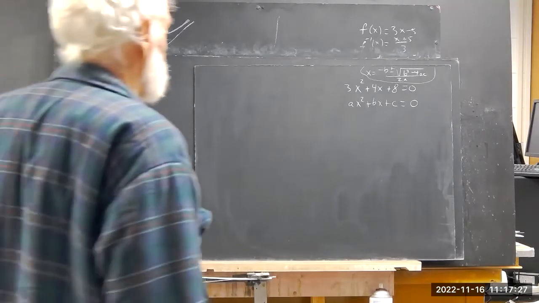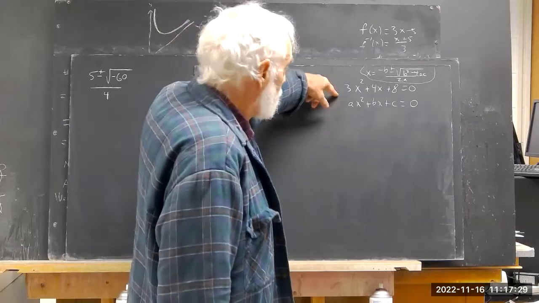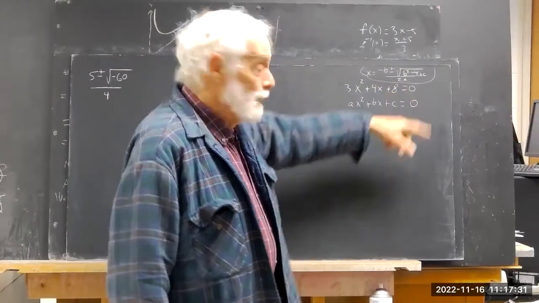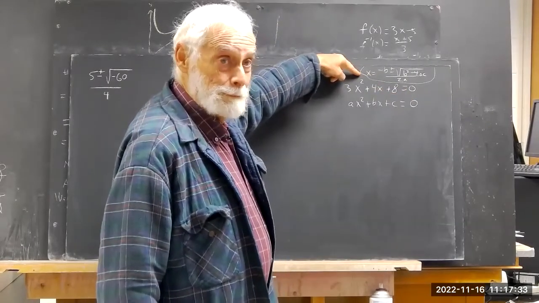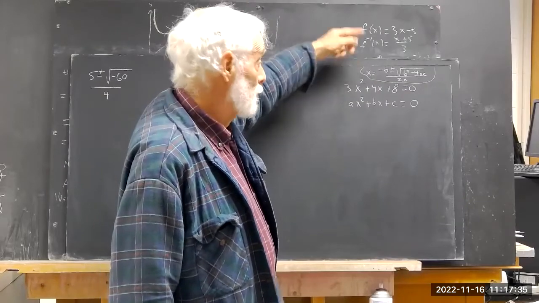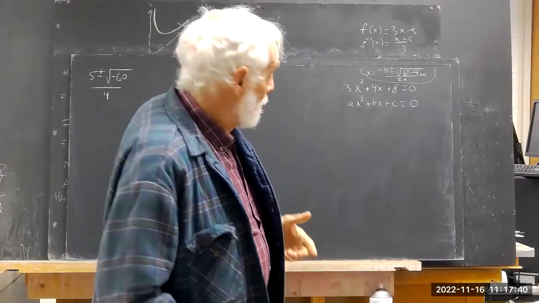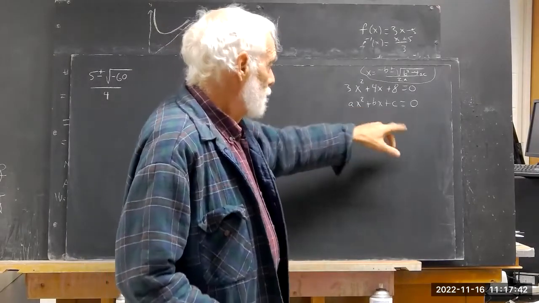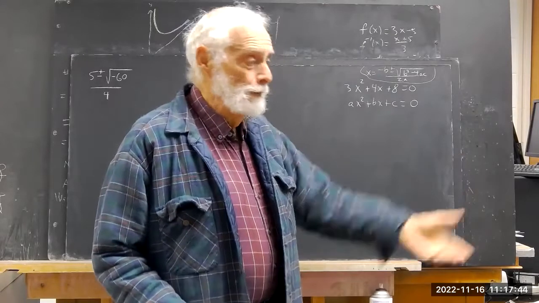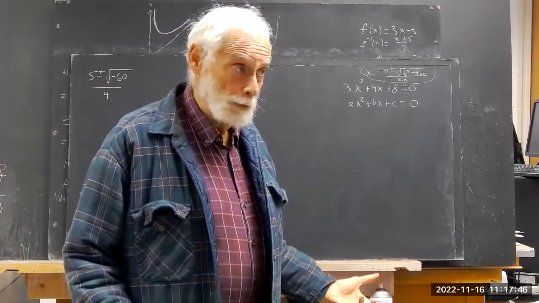Okay, so we've got this equation. Now you need to know the formula. By using the formula a dozen times, you should start to remember it. And you have to know how to identify A, B, and C. But after you've done a dozen of these, you know how to identify those.